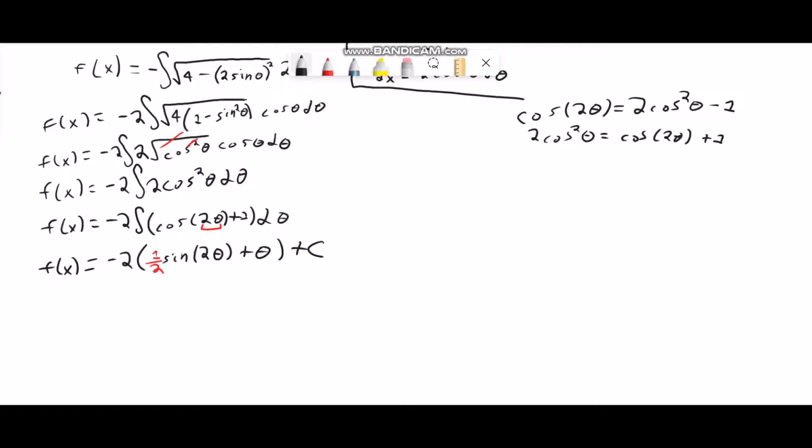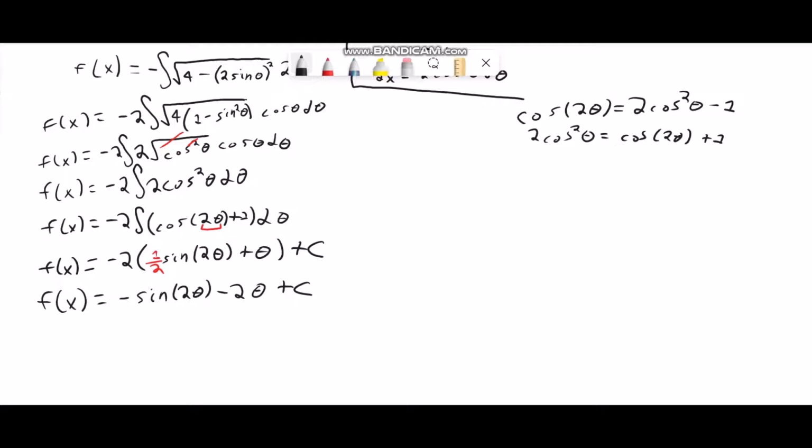All right, now I'm just going to clean things up a little bit, and eventually we're going to put this back in terms of x. So we have f of x. I'll distribute the negative 2, so we have negative 2, and of course this 2 will cancel with that when I distribute it, so we have negative sine of 2 theta. And then distributing the negative 2, we have minus 2 theta, and then plus c.